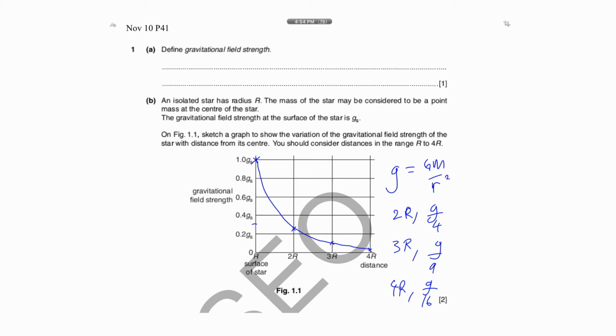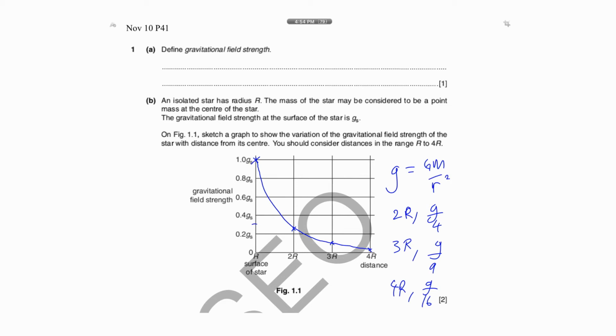The radius is R. The mass of the star may be considered to be a point mass at the center of the star. That means you can use all the formulas for point masses. Oh, by the way, can you see this field strength GM over R squared? This is only for a point mass. And all the formulas like GMm over R squared, GM over R squared, all these are for point masses. That means it must be taken to be a single point. Like for example, if you say the star has radius R, that means you treat the whole sphere's mass to be in the middle, and the distance from the middle to the surface is R also.